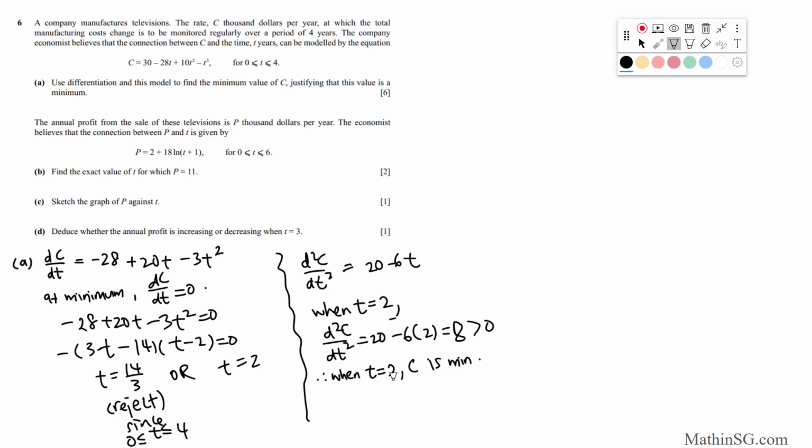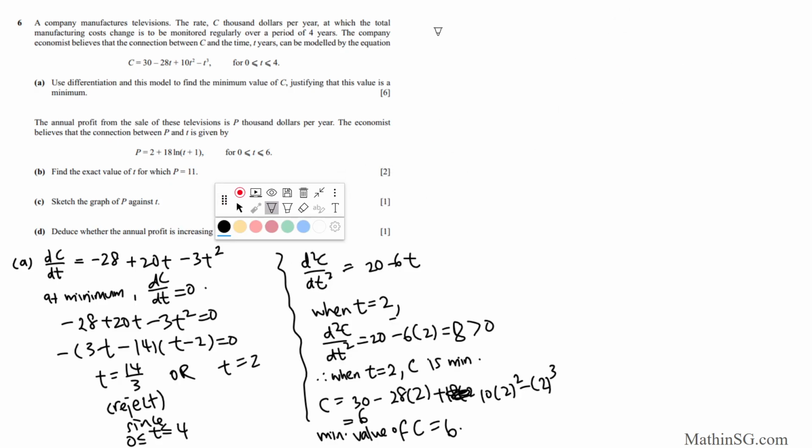Okay, but they want C, they do not want t. So I need to find C. So I need to sub in t equals to 2 into this equation to find what C is when t equals to 2, because this is the value of C that is at the minimum. Okay, so substituting it in, I'll get 6. So I know the minimum C. Okay, so that's for part A.